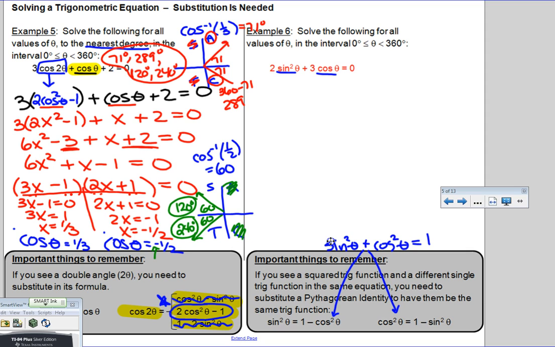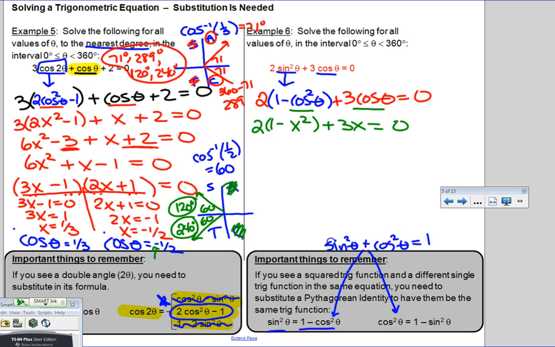So I need these to both be the same. So in this formula, I want to replace sine squared with 1 minus cosine squared. So I still have the 2, 1 minus cosine squared theta, plus 3 cosine theta equals 0. They both have now a cosine theta, so I can use that whole x substitution method. And then I can solve this like normal, distributing.